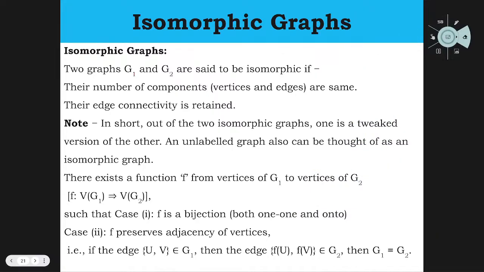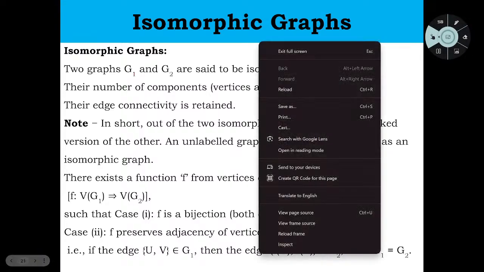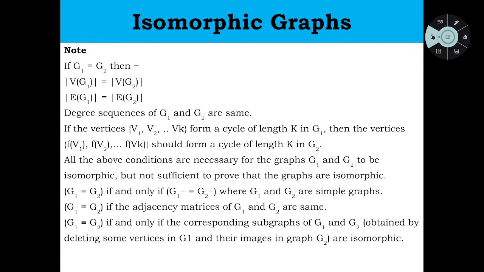Two graphs are said to be isomorphic if the number of edges and number of vertices are the same in both the graphs. So all this is the story about that. We don't need all this. Just check the edges and vertices. If they are the same, it's called isomorphic, otherwise they are not isomorphic.